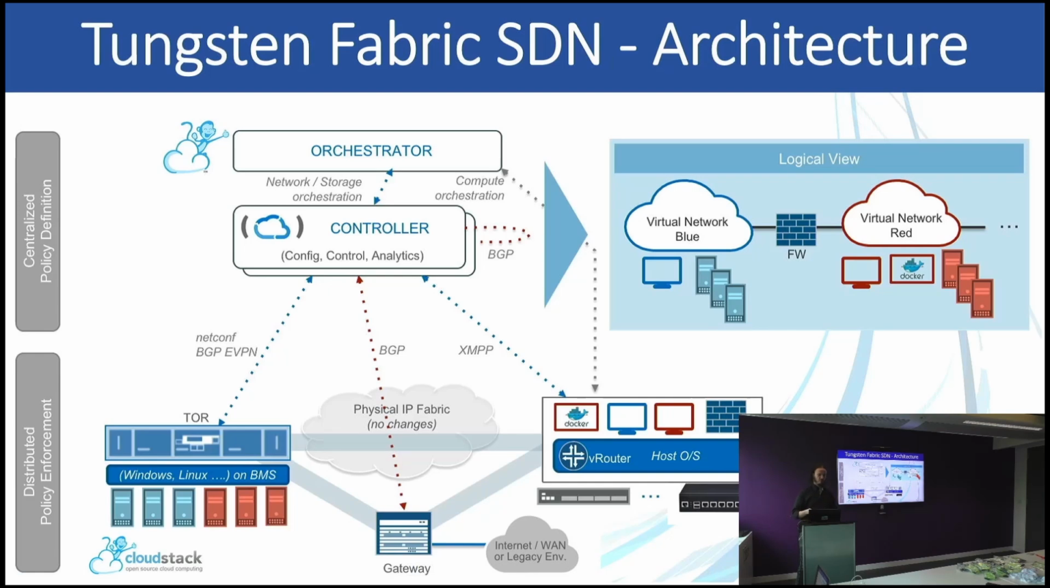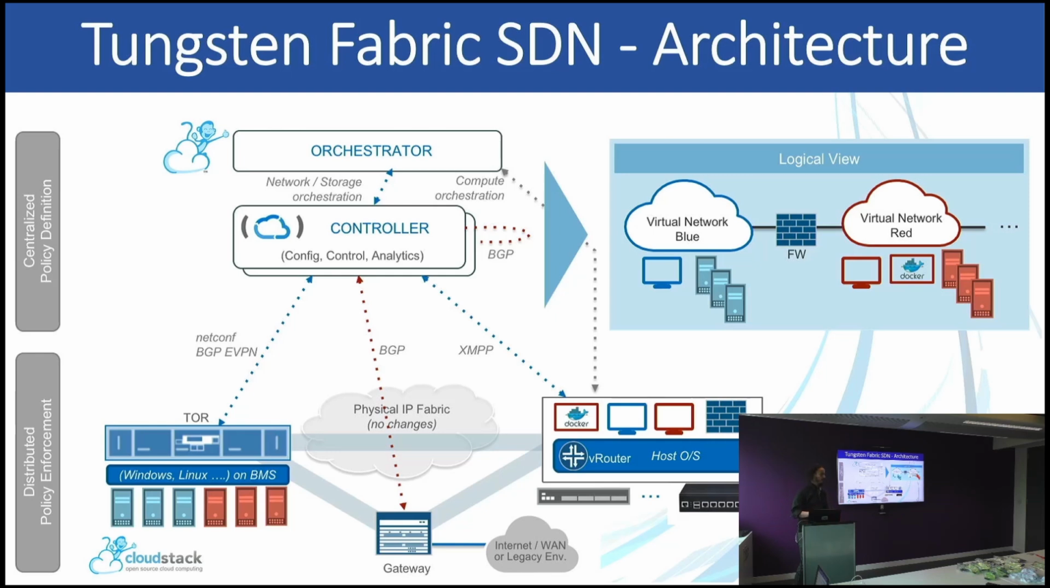How does it work? The orchestrator, in our case CloudStack, pushes to the Tungsten Fabric controller policy definitions, how I want traffic from network A to go to network B. And that's enforced at the hardware level directly in the kernel. So you don't have a virtual router VM, it works directly in the kernel.